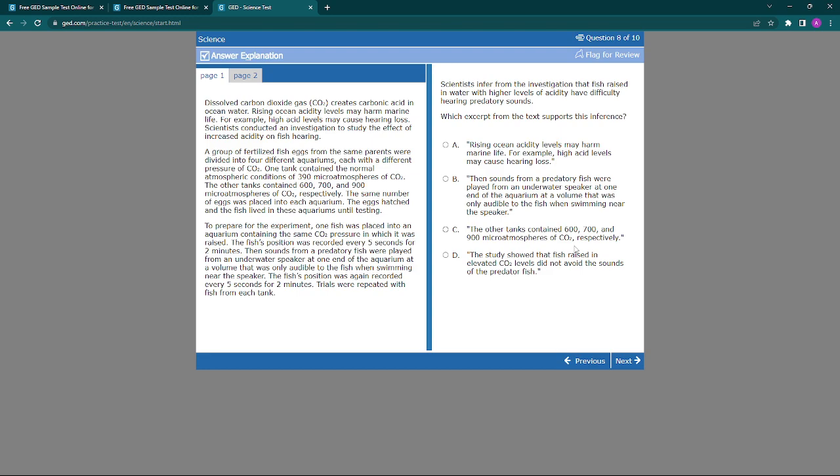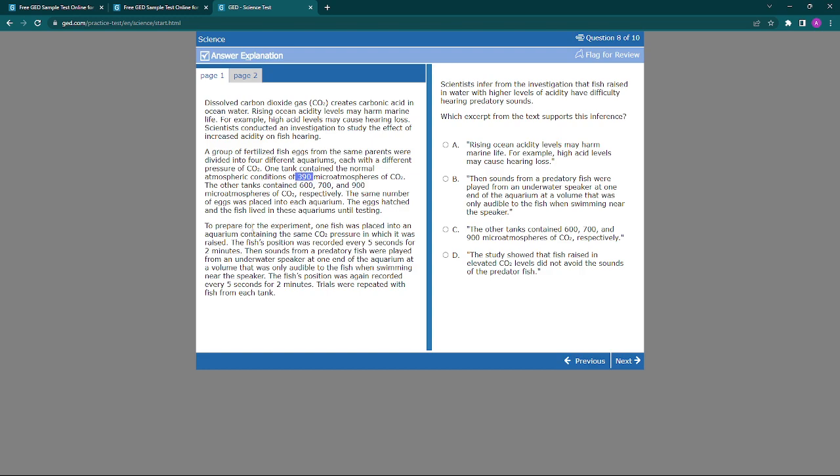A group of fertilized fish eggs from the same parents were divided into 4 different aquariums, each with a different pressure of CO2. One tank contained the normal atmospheric conditions of 390 microatmospheres of CO2. The other tanks contained 600, 700, and 900 microatmospheres of CO2 respectively. The same number of eggs were placed into each aquarium. Anyways, the eggs hatched and the fish lived in these aquariums until testing. So different pressures, very little pressure here, almost double, and then actually double, and then even more so. So, yeah, that's the normal condition, so increased, there you go.